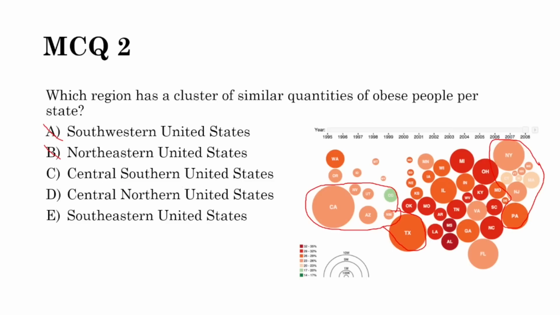C, central southern United States. Let's include these states here.